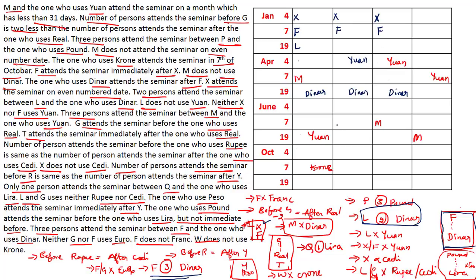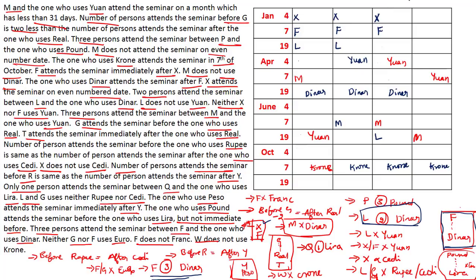In the same manner, M would be at this place. So we have already not substituted crone anywhere. So it is very direct information that the person who uses crone would be substituted on 7th of October. Crone would be at this place. Okay, x and f, 1, 2, 3. Dinar would be here. So between dinar and L, there should be a gap of 2 persons. 1, 2, L can be here.